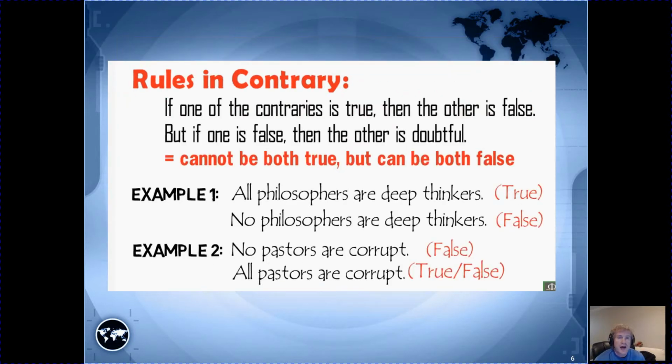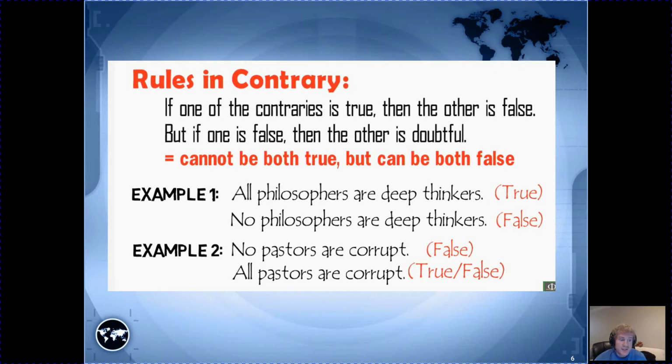For instance, all philosophers are deep thinkers. No philosophers are deep thinkers. So let's just say, for the sake of argument, that that is true, that all philosophers are deep thinkers. Then if we believe that to be true, or we prove that that's somehow true, then "no philosophers are deep thinkers" must be false. Again, it's universal. It's concrete. It's black and white. Okay? Now, example 2. No pastors are corrupt.